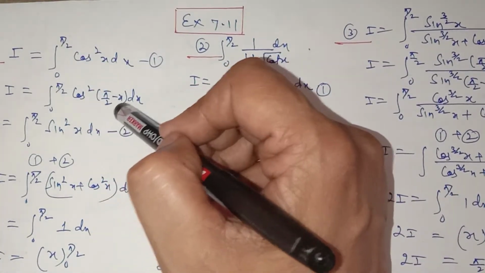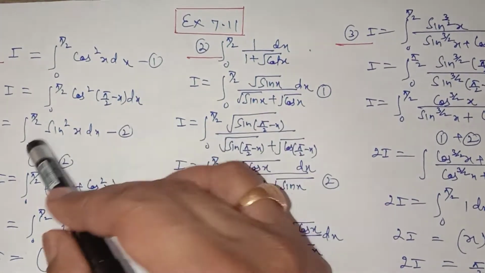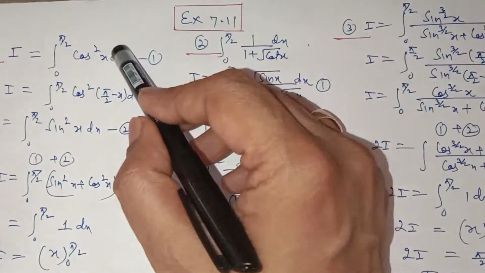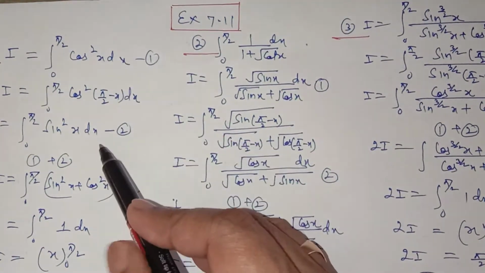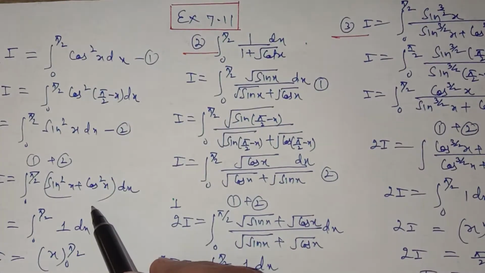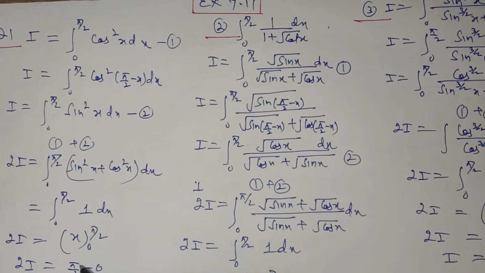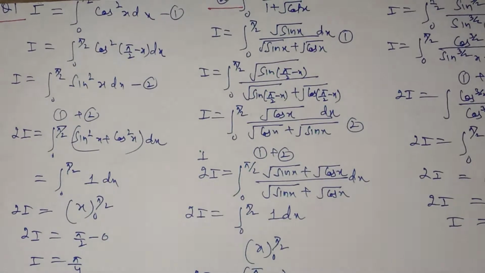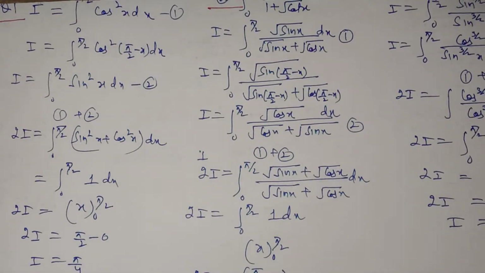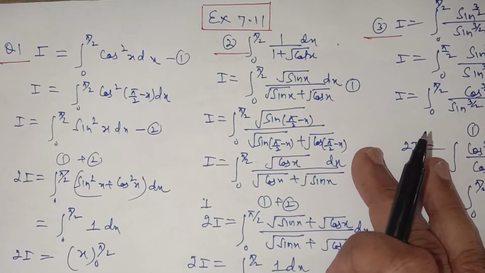Now cos square of 90 minus theta is sin square theta; cos of 90 minus theta is sin theta. Now if we add step number 1 and 2, see it very carefully, you'll get cos square plus sin square, which is equal to 1. So now you have to integrate only 1, which is x, upper limit minus lower limit, pi by 2 minus 0, so 2I is pi by 2, that is I is equal to pi by 4. So this is the method to do the definite integral by using the property.